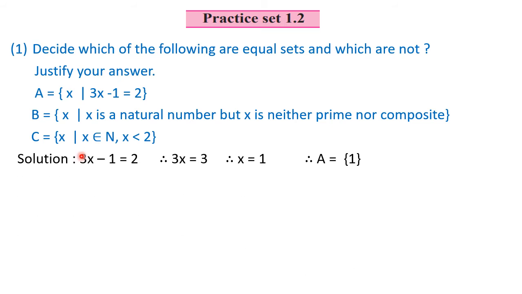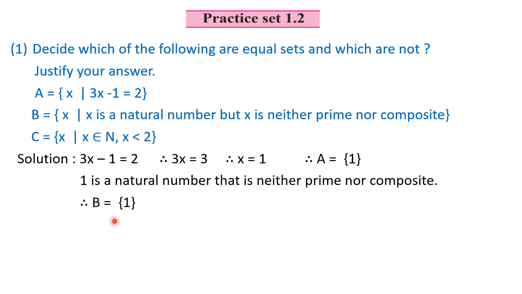So let's do it. First of all, this is an equation, so you need to solve it. 3x minus 1 is equal to 2. So this minus 1 you can shift to the right hand side. So we will get 3x is equal to 3, and from that x is equal to 1. So therefore set A contains only a single element, that is 1. Now set B, the set of all x such that x is a natural number but x is neither prime nor composite. So you know that 1 is the number which is neither prime nor composite. So set B contains only one element again, that is 1.